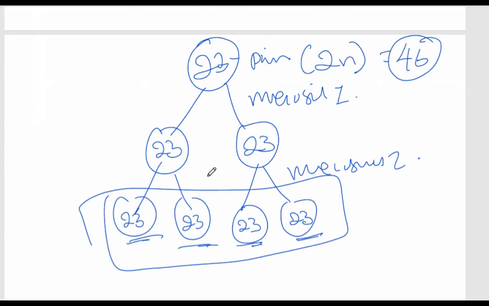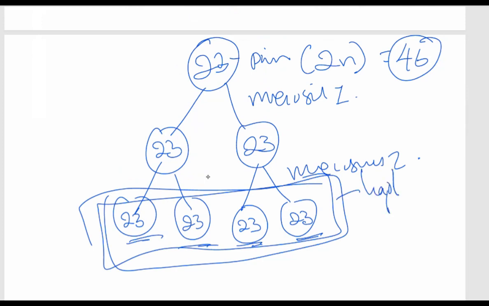So now what's the function of meiosis? Basically, the major function of meiosis is to produce haploid gametes. Number two is to produce what we call variation.